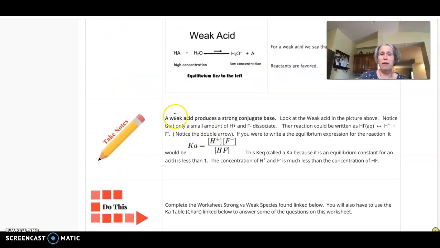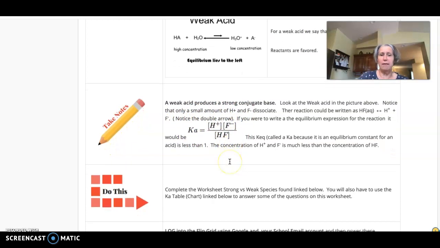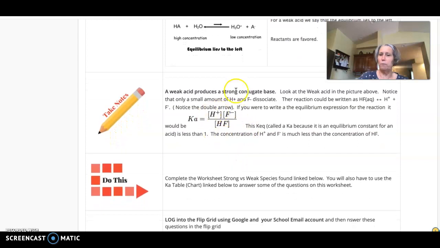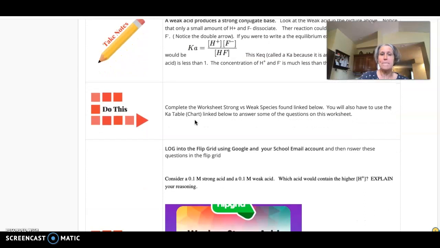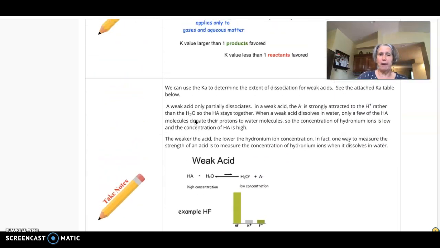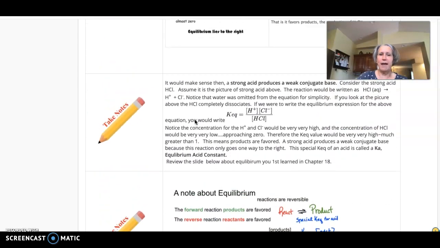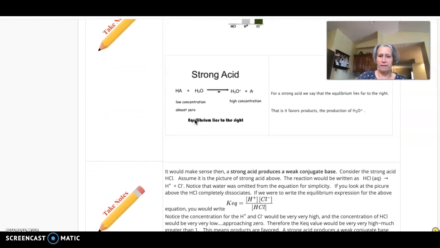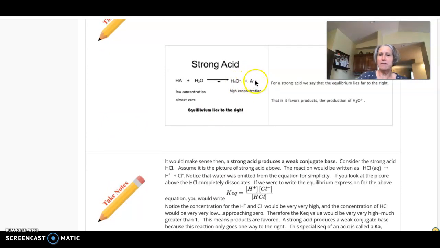Okay, so here we would be writing the Ka value for that weak acid, and that would have a Ka value less than 1. Now the other thing to think about is what is the conjugate of this. So remember that this is the conjugate of this acid.